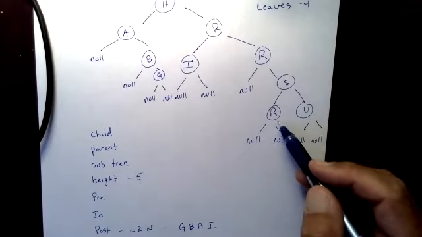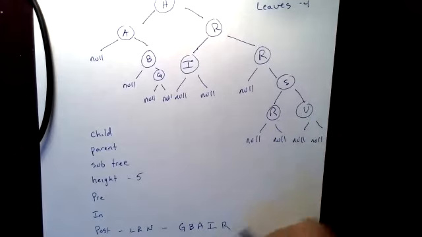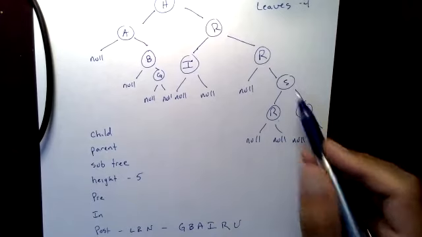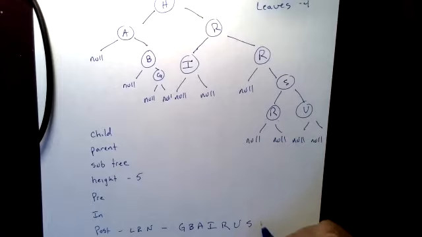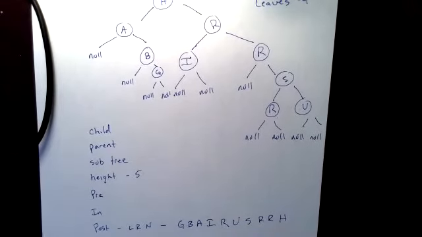And then R. This R, yeah. And then U. U, and then go back up the tree: E, back. S, R, R, H. R, R, H. Okay. Questions?